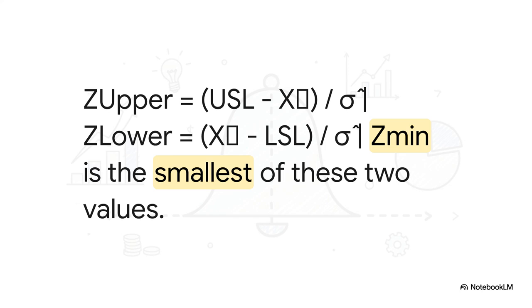The Z-upper formula is just a fancy way of saying, hey, how much room do I have on the right side of the road before I smash into the guardrail? And the Z-lower formula asks the exact same thing for the left side. What we really care about is Z-min, the smaller of those 2 numbers, because that's our closest brush with danger.